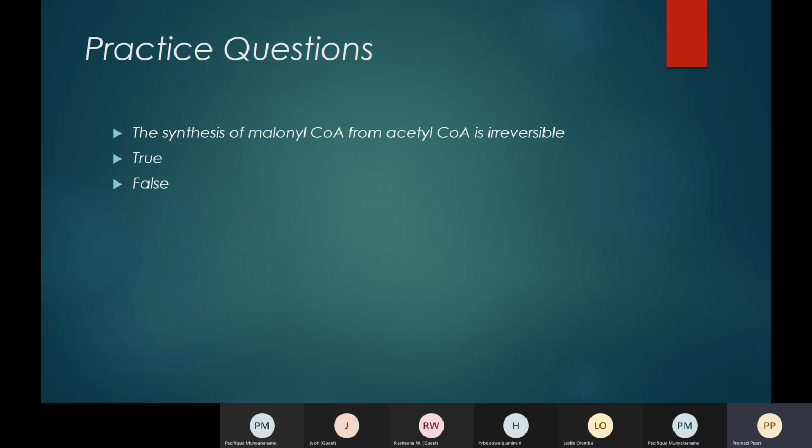I'm just going to tell you the answer to this one. It's true. Malonyl-CoA, remember we make that from acetyl-CoA plus CO2, and it's irreversible, and this is a reason we can use this step to essentially separate out acetyl-CoA that we want to use for making fats.